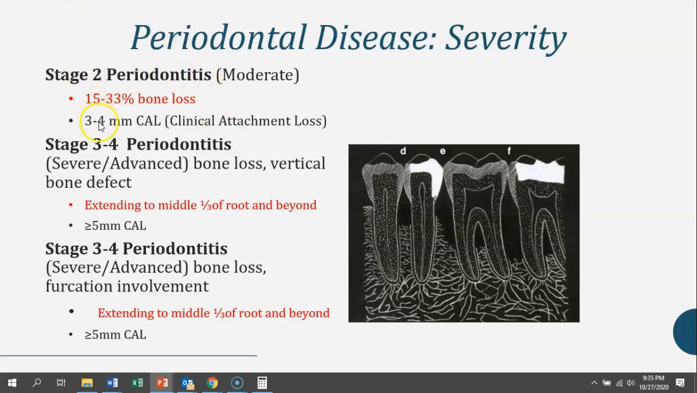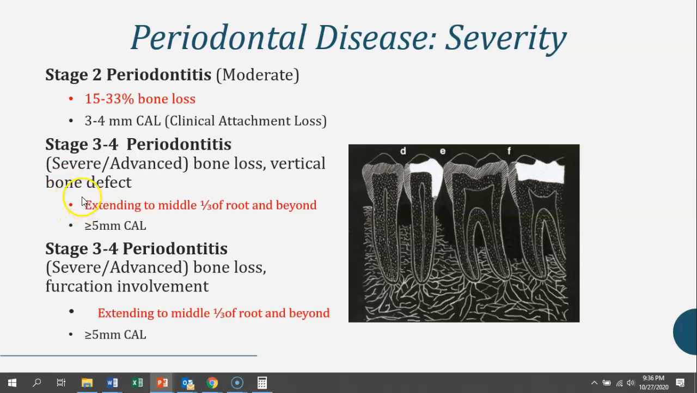So if they have 3 to 4 millimeters of CAL, then they are in a stage 2. And then we also pair that with our radiographic bone loss between 15% and 30%. So again, there are more things that you use in your tool bag when you're trying to determine this besides just looking at radiographs.